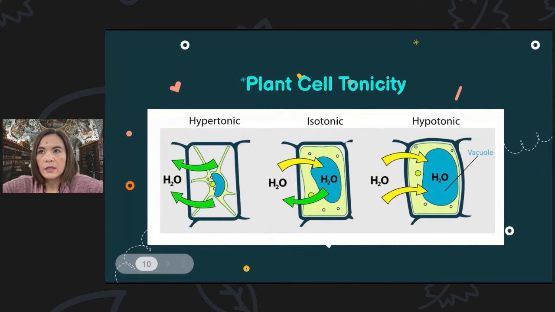Let's take a look at the diagram for each of the tonicities up close. For a hypertonic environment, the tendency of the water is to move out of the cell, causing the cell to shrink. For isotonic concentration, if you notice, there's an equal amount of water in and outside of the cell. And for the hypotonic, if you notice, water rushes inside the cell, causing the cell to swell.